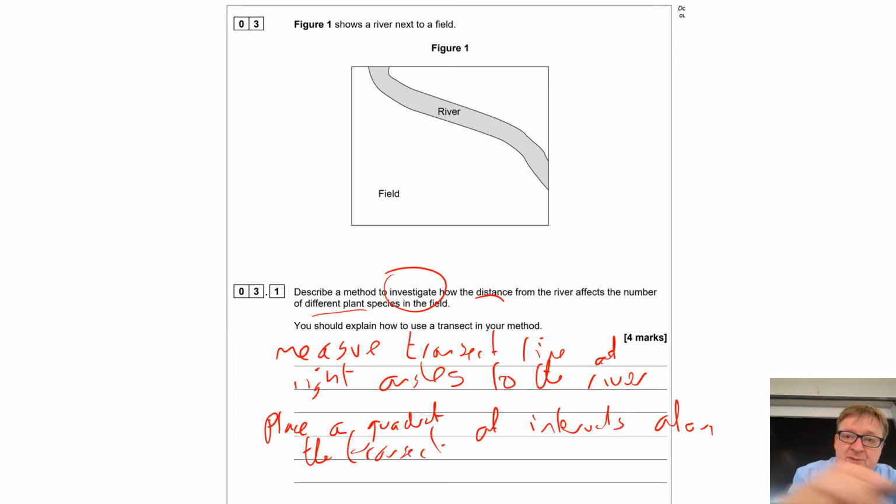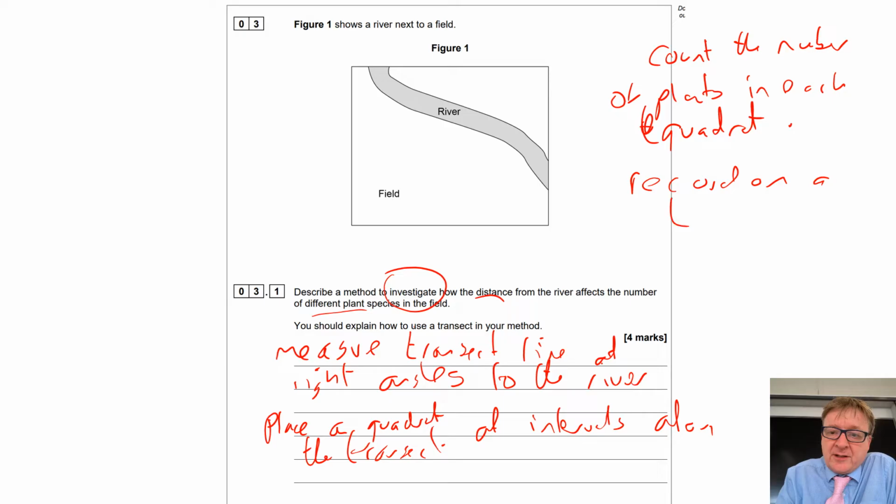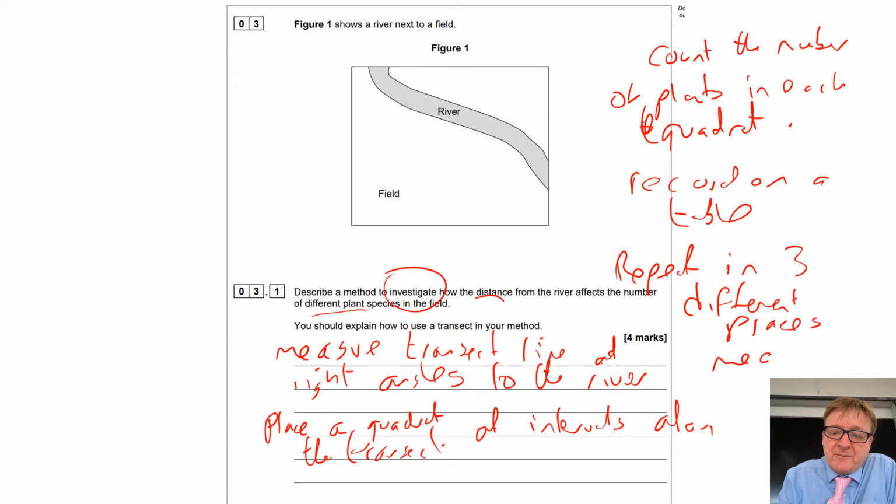Now I'm just going to flick up here because I'm running out of space a little bit. Count the number of plants in each quadrat along the transect. I would then always say record in a table. That kind of helps, and then repeat in 3 different places. And then you can do a mean.